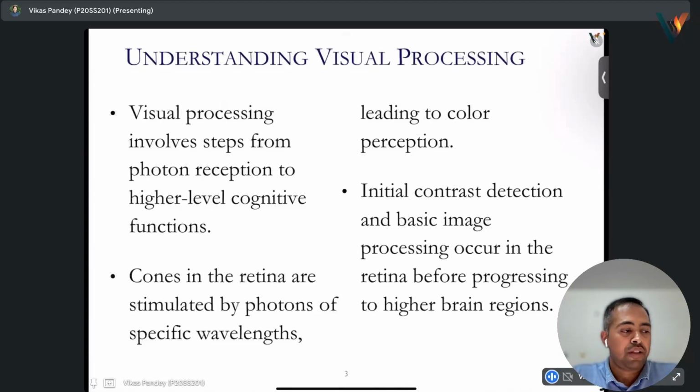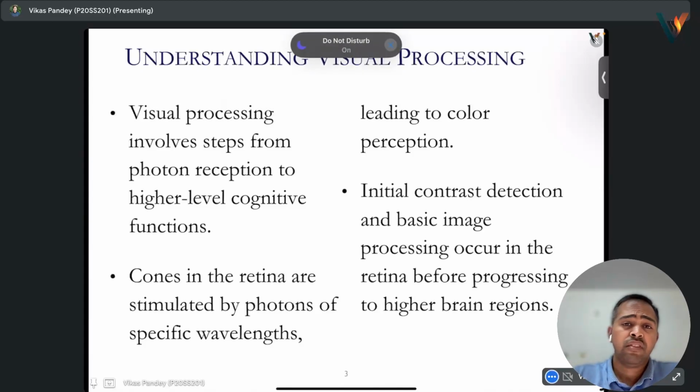Okay, so now the lecture is mostly focusing on visual processing. Visual processing, as the name suggests, involves everything from photon reception to the higher level of cognition. From the point the photon, that's the light, enters our eyes till understanding what is going on, how we process that data, that is the part of visual processing.